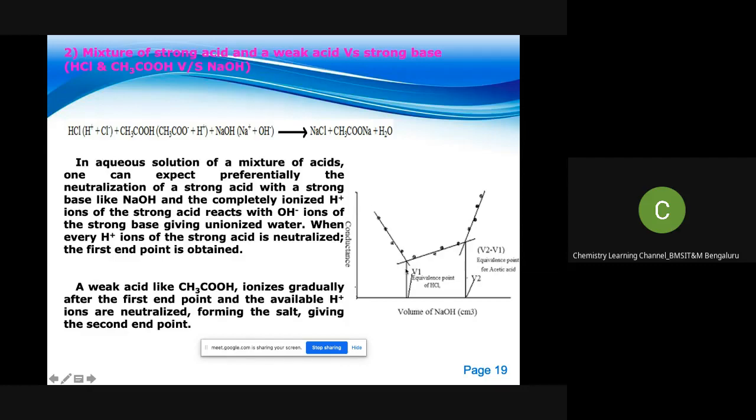So why does it decrease initially? Because first HCl, being a strong acid, is going to undergo neutralization. So due to the decrease in the H plus ions, the conductivity value will decrease. Once all the HCl is neutralized, then acetic acid will come into the picture. When acetic acid reacts with NaOH, we get sodium acetate, and the value will go on increasing slightly. It is due to the formation of sodium acetate, a strong electrolyte. And once all the acetic acid is also neutralized completely, we are still introducing NaOH. Therefore, the conductivity value will go on increasing due to the increase in the OH minus ions.